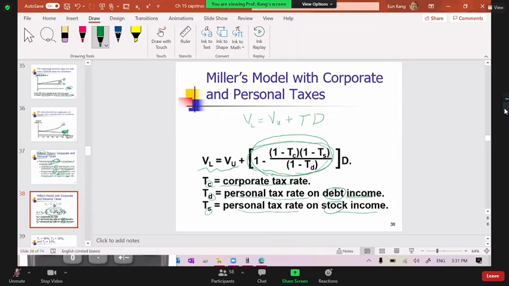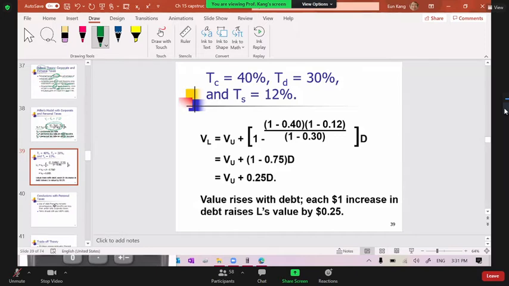But in real life, when you plug in realistic numbers, let's say T equals 40%, TD 30%, TS 12%, then it's not 0. This is just one example. It doesn't mean that it is always that, but this is just an example. So in this case, value still rises with debt: VU plus 0.25 debt. So each $1 increase in debt raises L's value by 0.25.